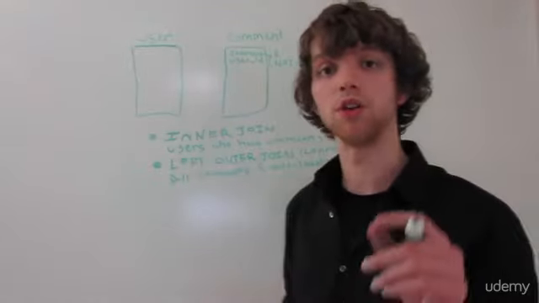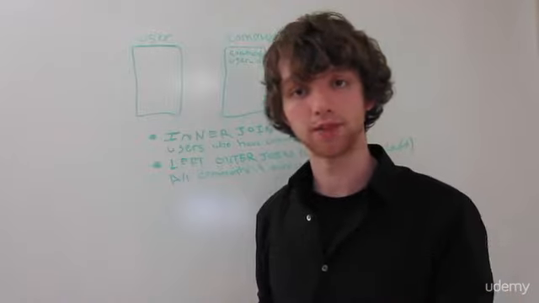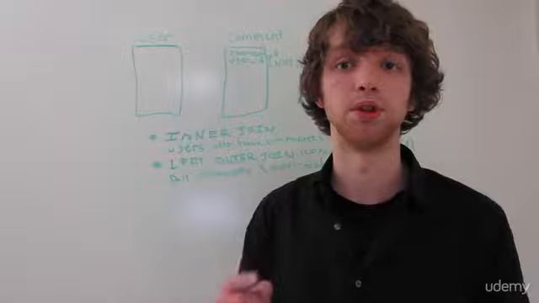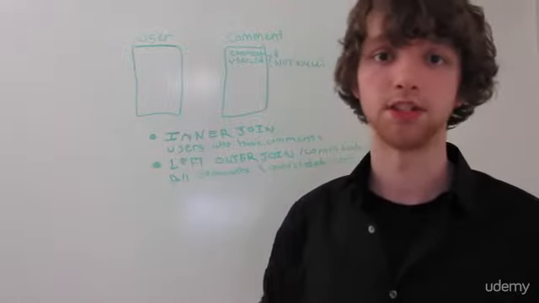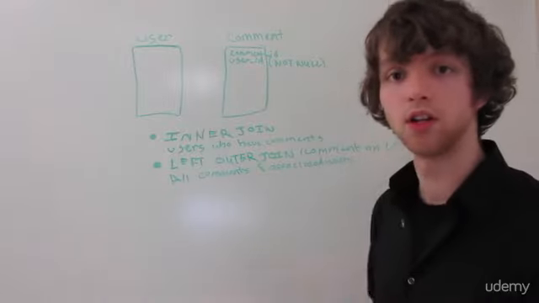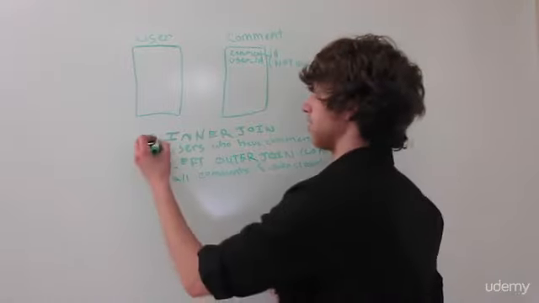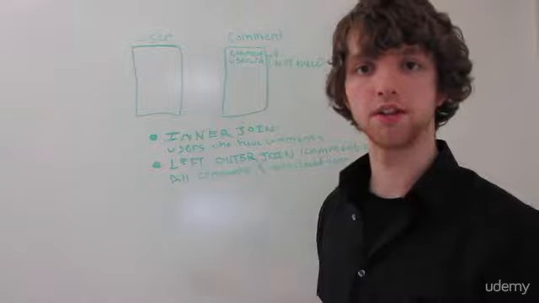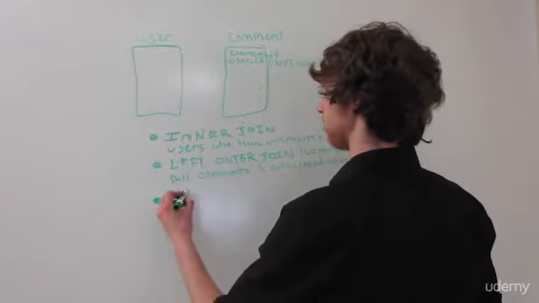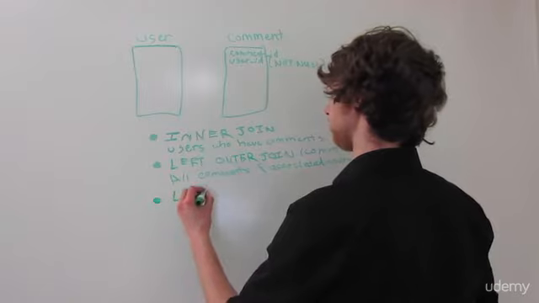So it's going to take all of the users who have a comment and put it in there, and then it's going to take all the comments that have a user and put it in there. You hear that? All the comments that have a user. So these are going to give you the same result. Just understand that. The third option is to flip the left join, the tables that is.